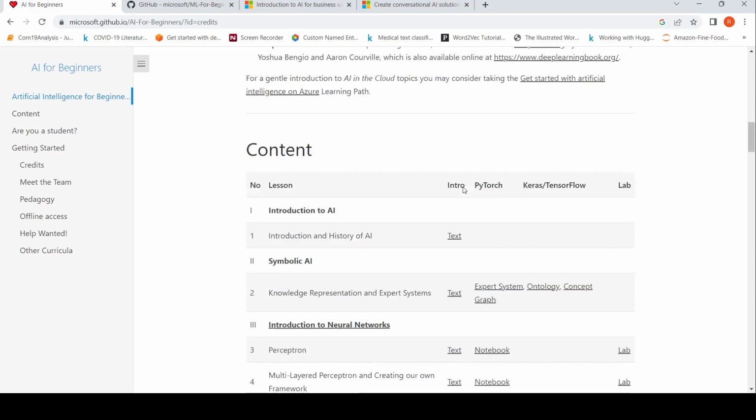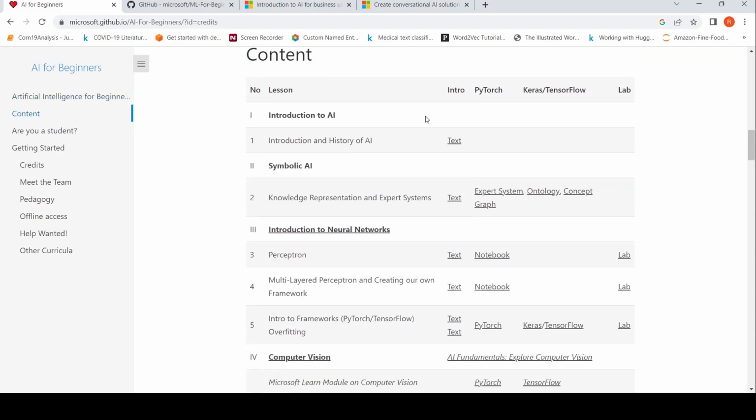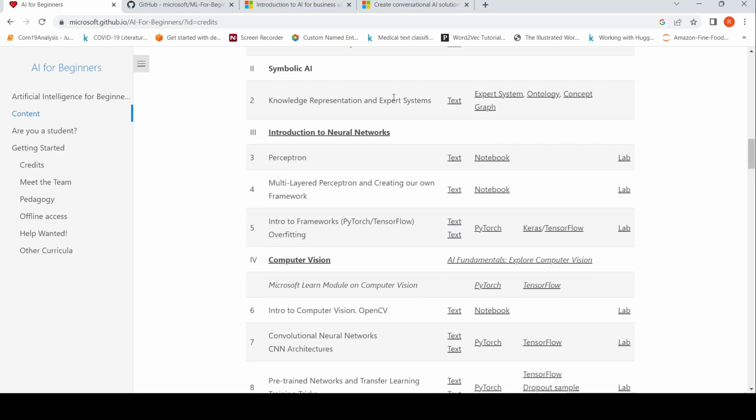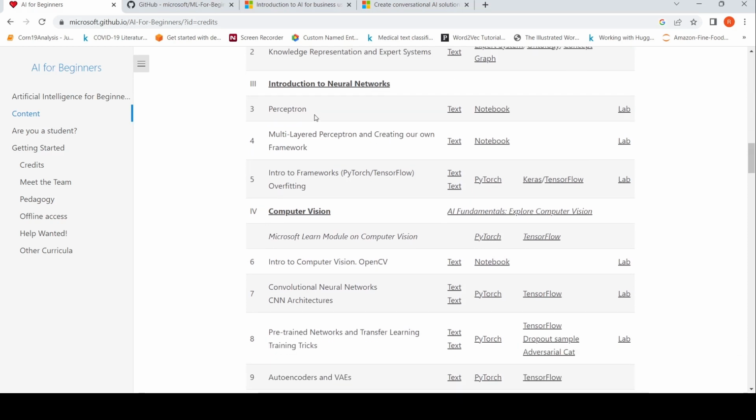If you look at the curriculum over here, every chapter or lesson has a pre-read text. Then it also has PyTorch or TensorFlow notebooks. It also has a lab activity for certain chapters. So if you look at this syllabus, it has an introduction to AI, symbolic AI, knowledge representation and expert systems, things like ontology, concept graph, expert system. Then it talks about an introduction to neural networks, which covers perceptron, multi-layered perceptron, creating your own framework, and an introduction to various frameworks like PyTorch and TensorFlow.